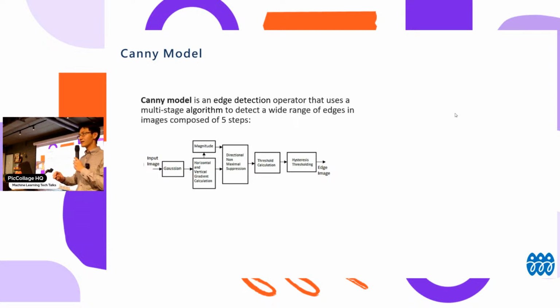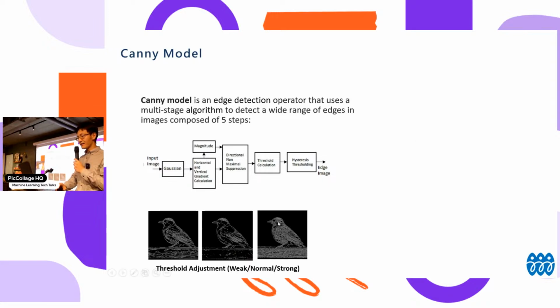First, when we input the image into the model, it passes the image through a Gaussian filter to calculate the edge, and after that we send it to the gradient calculation and then to directional non-maximal suppression. After that, we calculate the threshold and use the hysteresis threshold. The threshold can adjust the upper and lower bounds, so we can put it in here. We can adjust the threshold for the weak, the normal, or the strong one, so we can detect more detail or less detail.